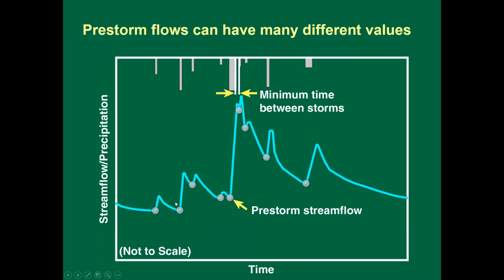So then the second event is rather large, so it comes down, goes up, and as it comes down, then we have this separate event. And so the pre-storm flow for this third event would be part of the tail end of the previous hydrograph. And again, you can see as we go through that, this minimum time between storm events and the different hydrographs.